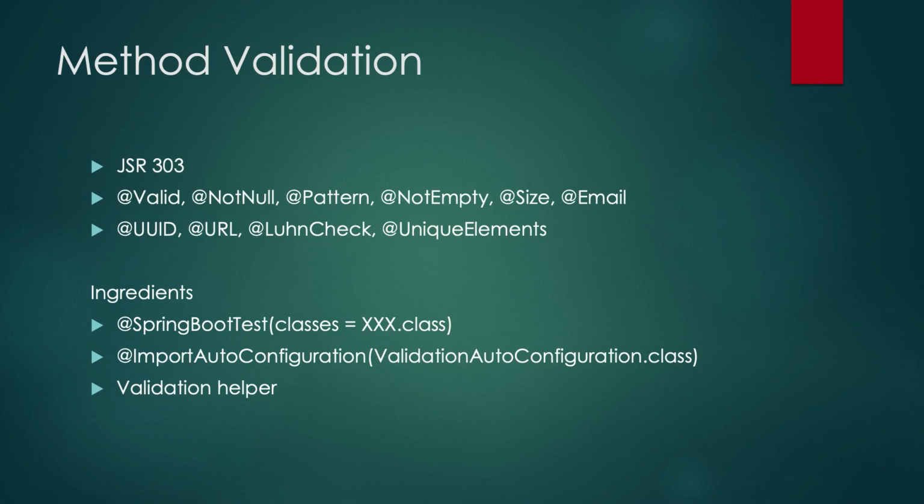Good. So again, slightly more complicated recipe here. We're going to start from the same template again, but we're going to add one special ingredient. So we're going to use Spring Boot test with explicit classes. We're going to import the relevant auto configuration. And here the auto configuration is called validation auto configuration.